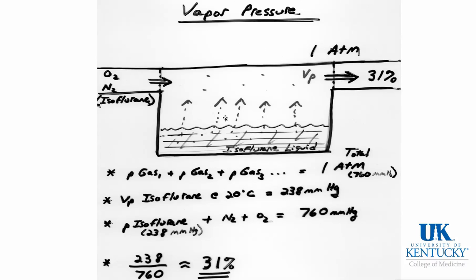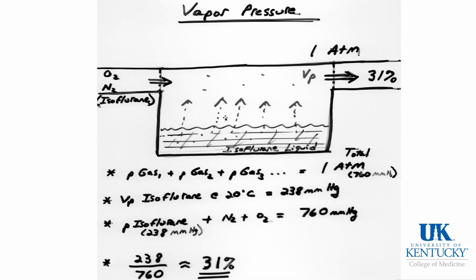So in the total environment of this liquid anesthetic, remember from general chemistry that the partial pressure of every gas that's present has to equal the total pressure of the system, which if at 1 atmosphere, that's sea level, 760 millimeters of mercury. The vapor pressure of isoflurane at 20 degrees, it's important to say at 20 degrees because vapor pressure changes with temperature, but at 20 degrees, it is approximately 240 millimeters of mercury.